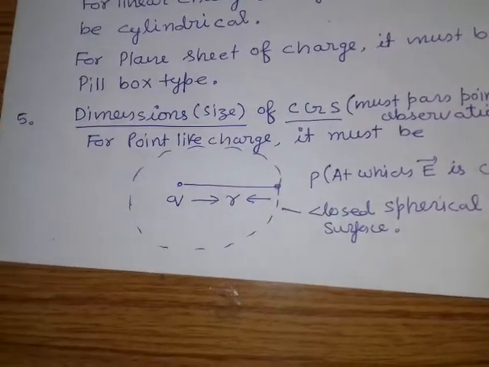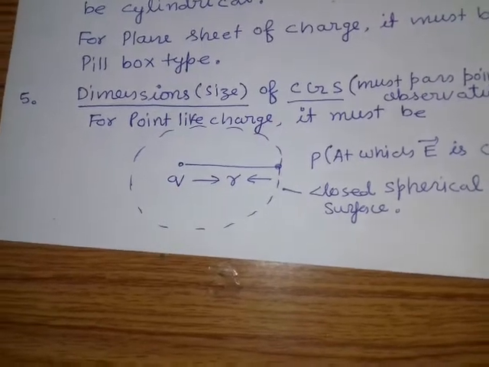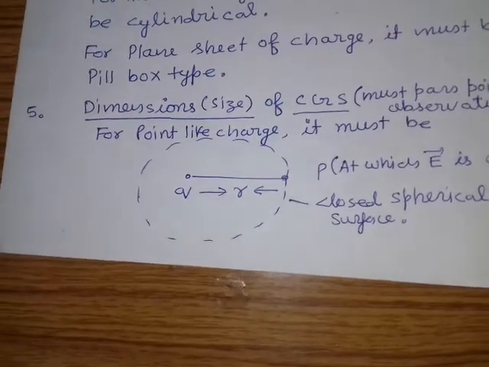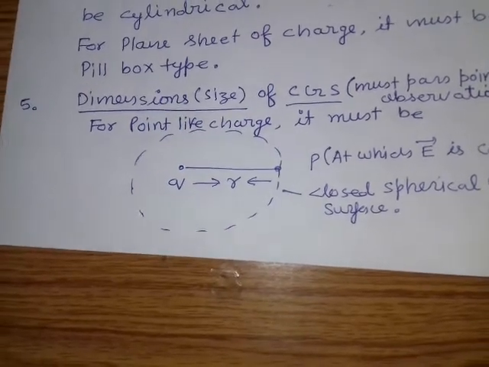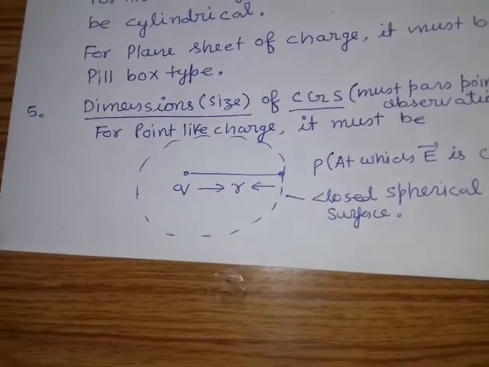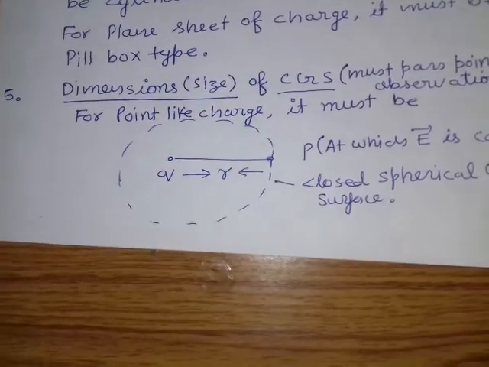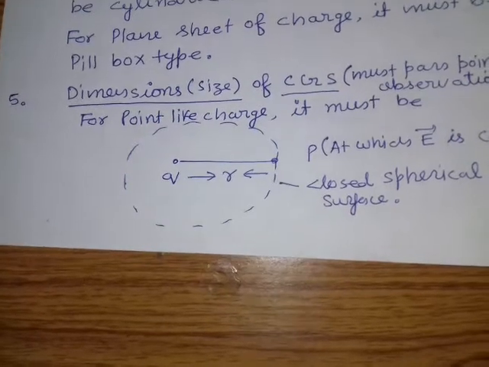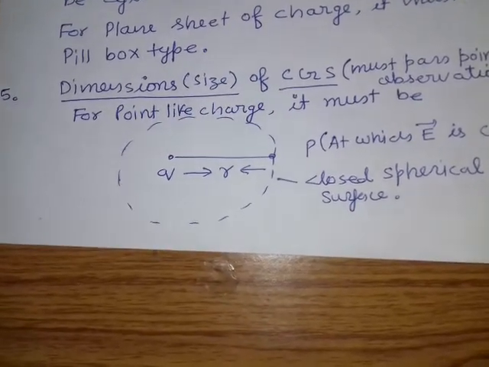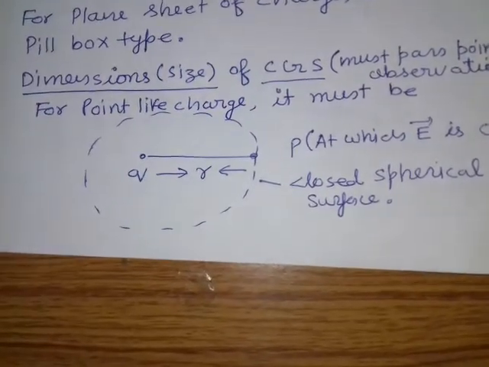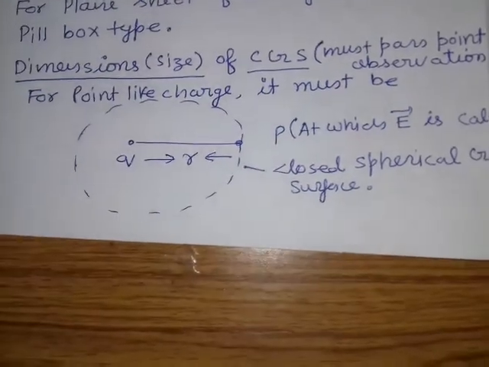Okay, so for a point-like charge, Gaussian surface must be spherical. It means the source charge must be at the center of the closed Gaussian surface and that Gaussian surface must pass through the point of observation P. So the dimension of the Gaussian surface, its radius, is the separation between Q and P. You can see in the figure, P at which E is calculated.